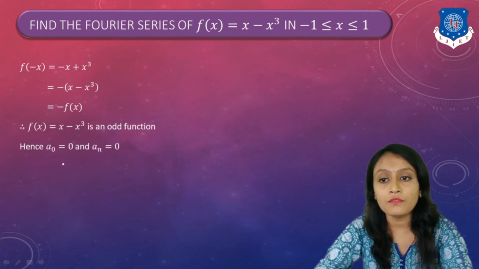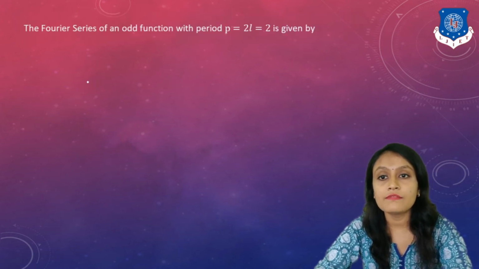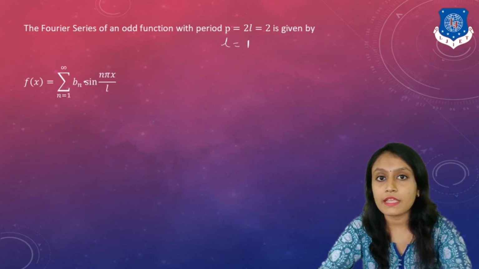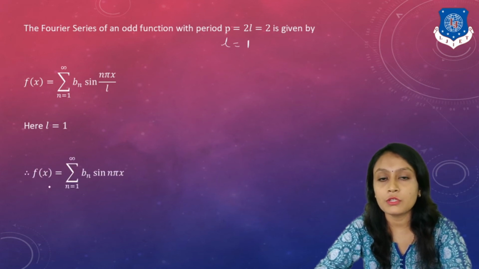Whenever we have an odd function, a0 and an will be equal to 0. What we need to find is bn. Firstly we will find L. Period P is equal to 2L, that is equal to 2, so we have L equal to 1. Now the Fourier series f(x) formula is summation n from 1 to infinity bn sin(n pi x / L). The value of L is 1, so just substitute it. Here you will get f(x) equal to summation n from 1 to infinity bn sin(n pi x). Now we need to find bn.